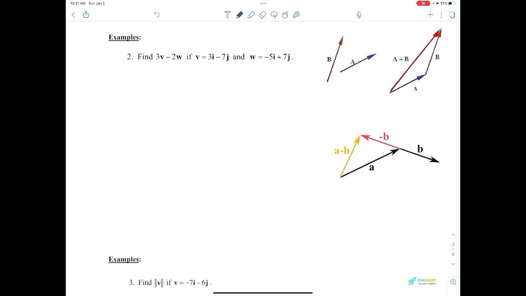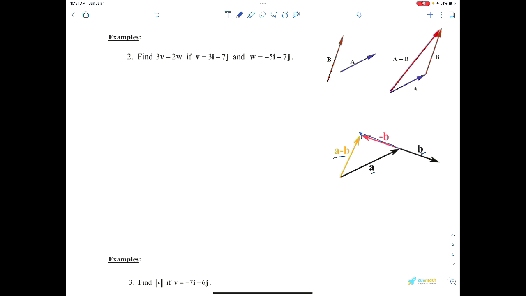We could also subtract them. Here is an example right below the addition example where we can see here's our A vector, here's our B vector. But if we wanted A minus B, we would just take the negative of our B. So we would go this way, and this is our vector that represents going from A and minus B from head to tail.